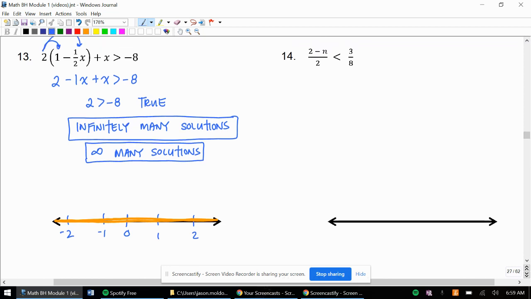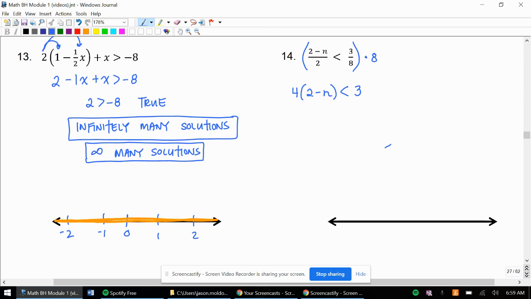Look at 2 more. 14. We're going to clear this, and our LCD is, well, 16 would work, but the least common denominator would be 8. And these 8s are going to cancel. We're going to be left with 3. And then this 8 and 2 will cancel, and we're going to be left with a 4 times the quantity 2 minus n.